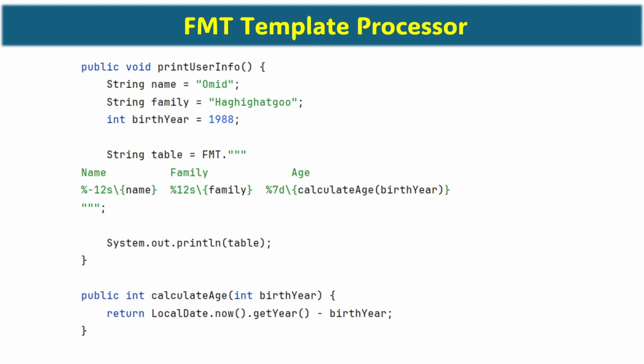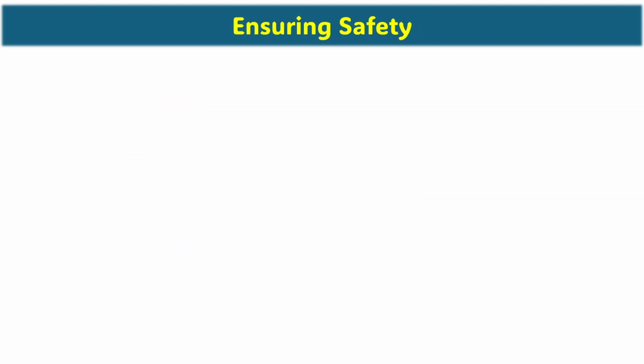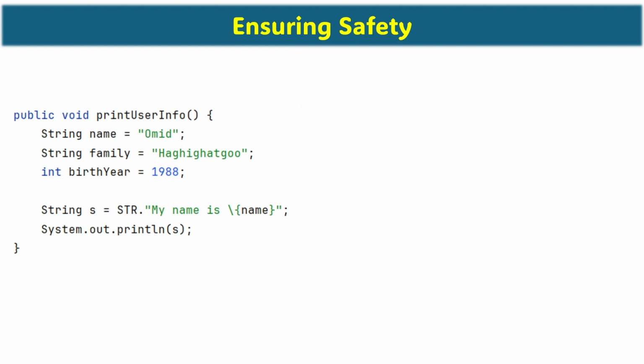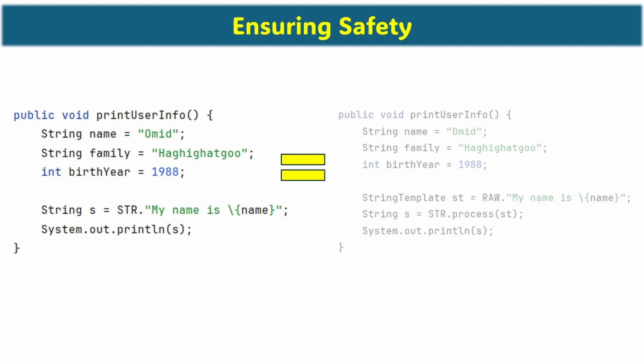The template expression STR is a shortcut for invoking the process method of the STR template processor. So this example is equivalent to this. RAW is a standard template processor that produces an unprocessed StringTemplate object.